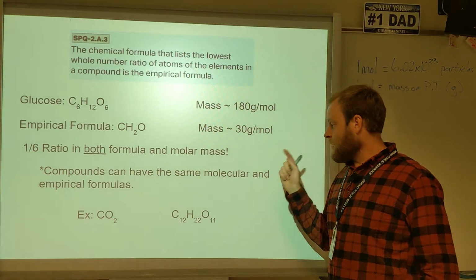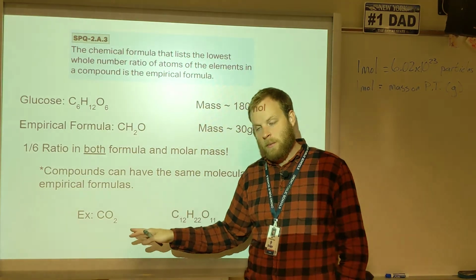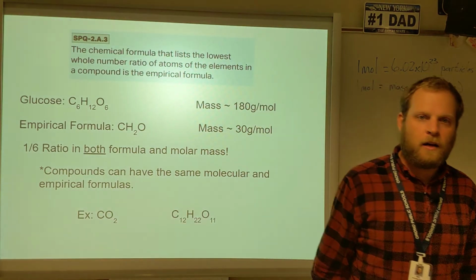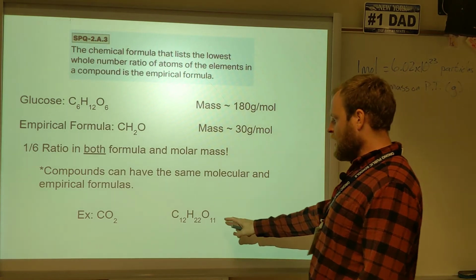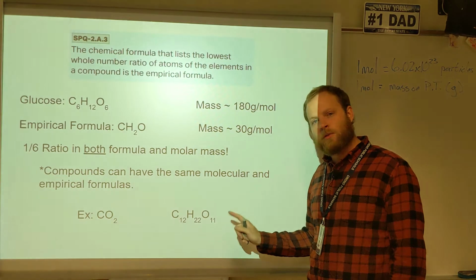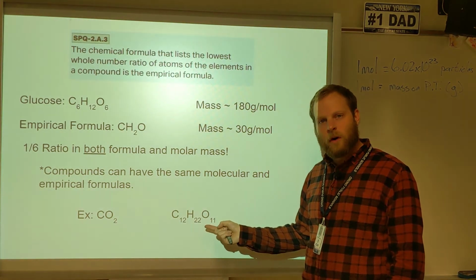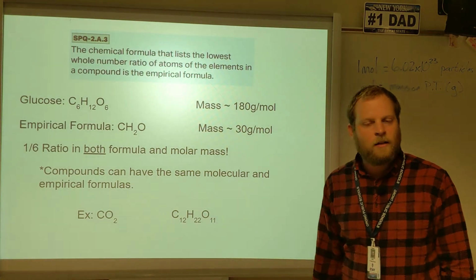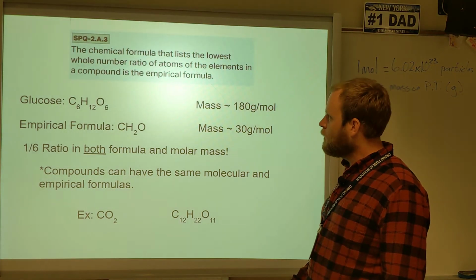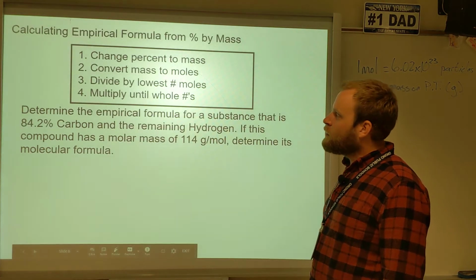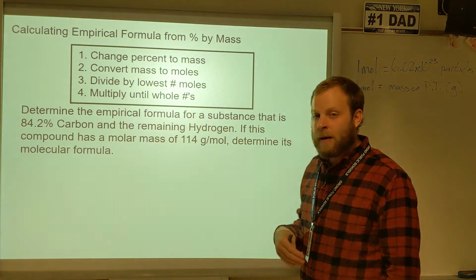Compounds can have the same molecular and empirical formula. Carbon dioxide is a real molecule, so this is a molecular formula, and you can't reduce it any further. That's already at the lowest ratio. This is sucrose, table sugar. This is already at the lowest ratio because this 12 throws it off. 11 is half of 22, of course, but 12 isn't half of anything in there, so you can't do any sort of division, kind of like prime numbers. Great? Great. Okay, then there's a 4-step process to calculate empirical formula from percent by mass.